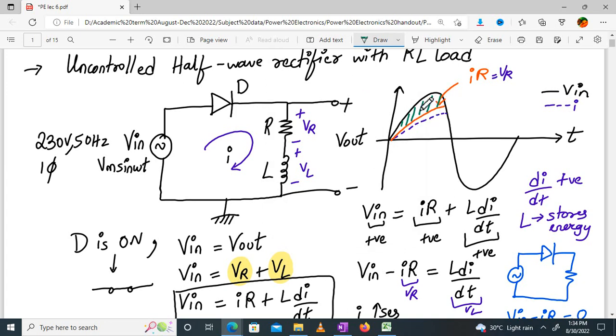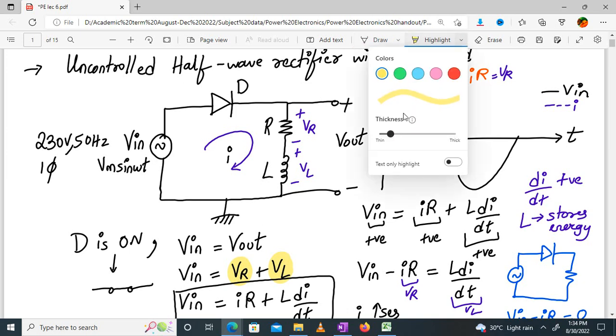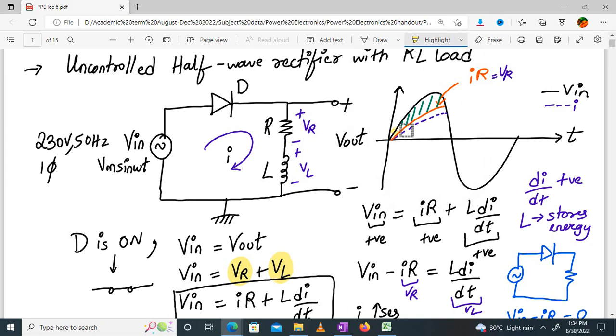Their difference, V in minus IR, is VL. Let me highlight it over here with a yellow color. So the highlighted portion over here is my VL, right? Let me write over here, this is VL, which is positive. If you integrate this area, this yellow color portion is my energy stored in the inductor.